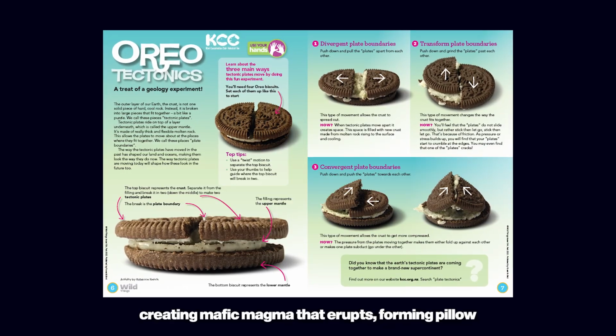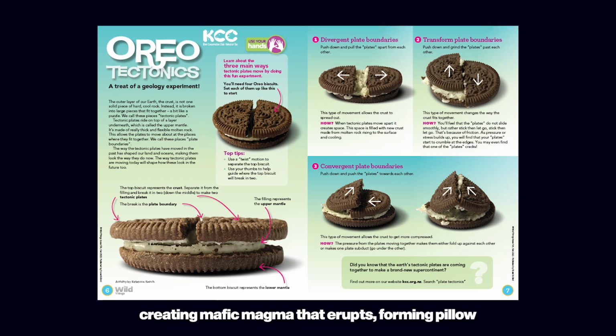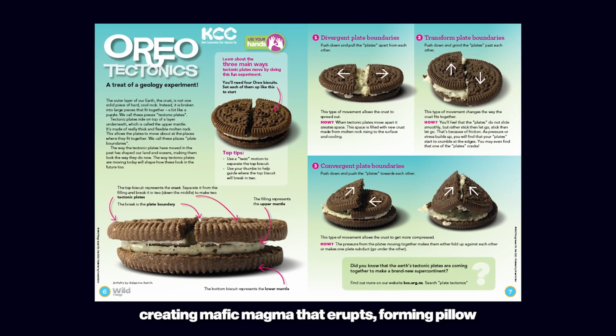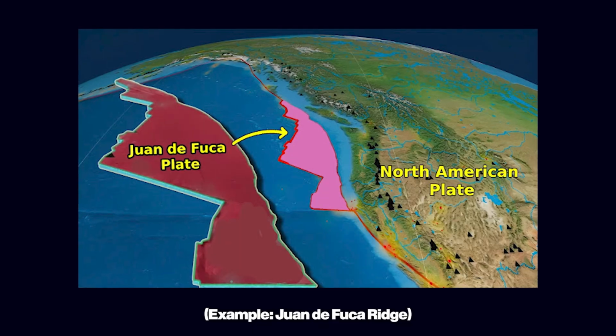We studied mafic, right? It's darker colored magma made up of magnesium and iron. Magma that erupts forming pillow basalts on the seafloor. For example, Juan de Fuca Ridge.